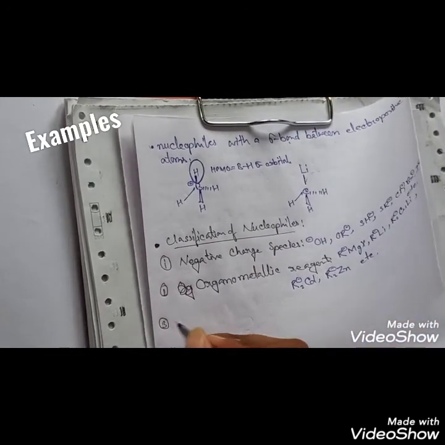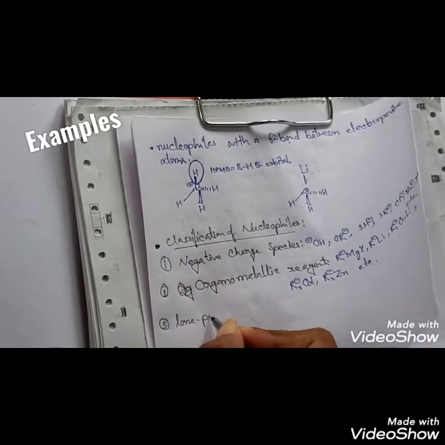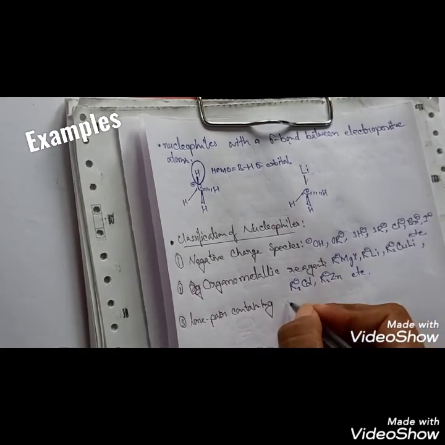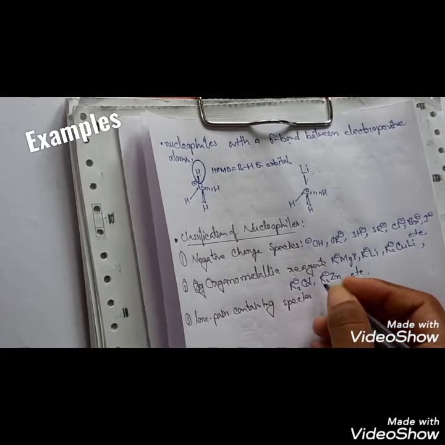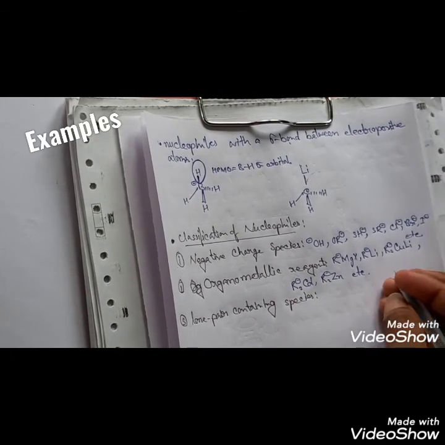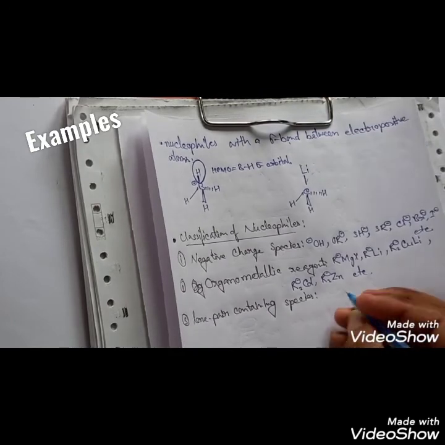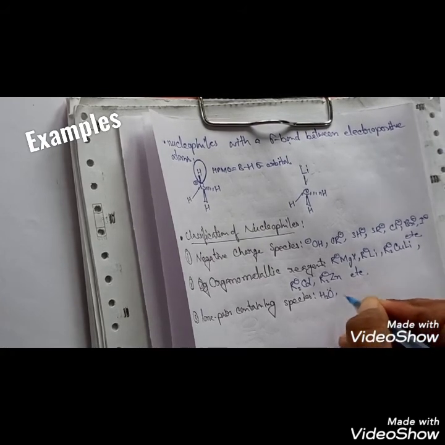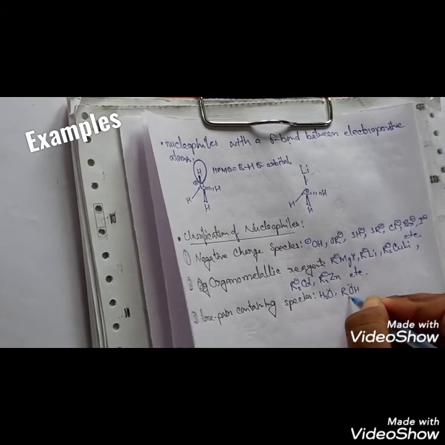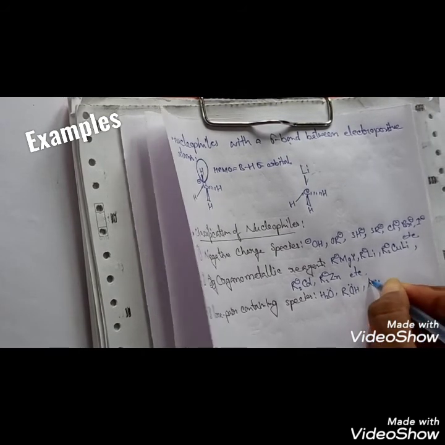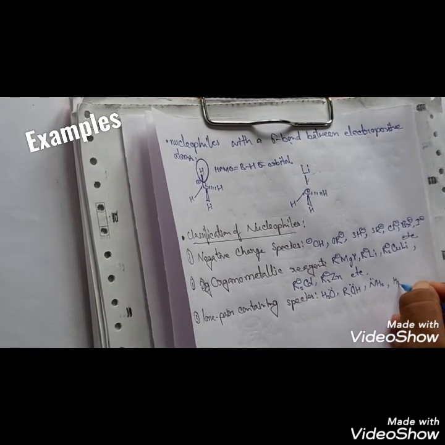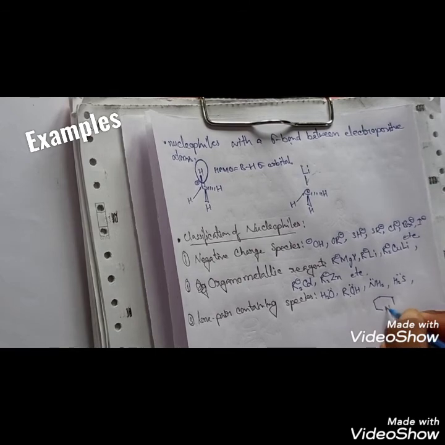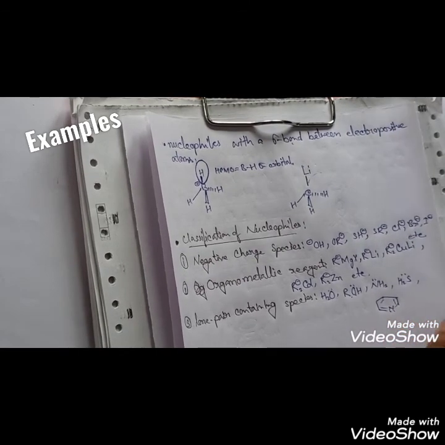Now at number 3, lone pair containing species. Sorry students, my handwriting is quite bad, so you can take a screenshot and write clearly: H2O, basically water, and alcohol, here is a lone pair, ammonia, lone pair on nitrogen, hydrogen sulfide, and also pyridine. Okay, these are the lone pairs.